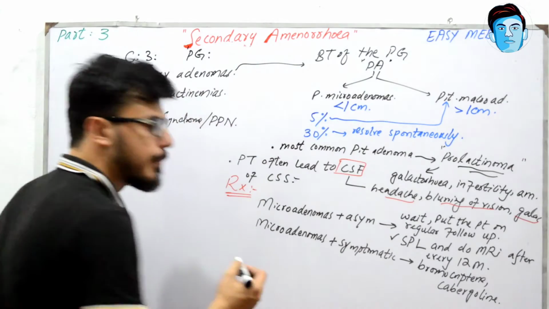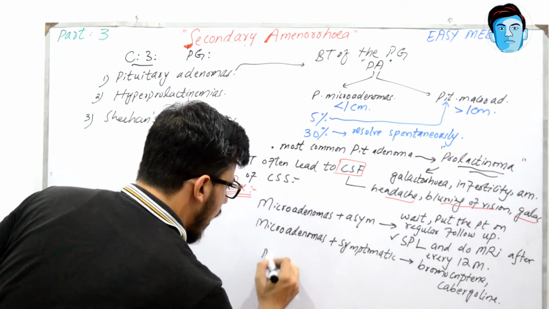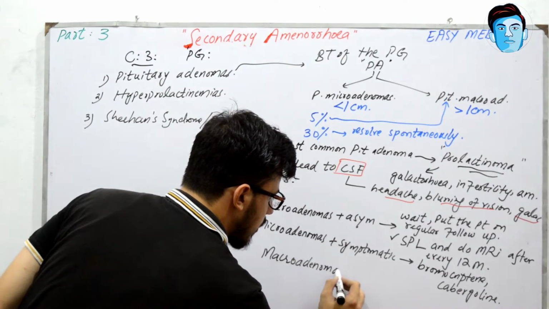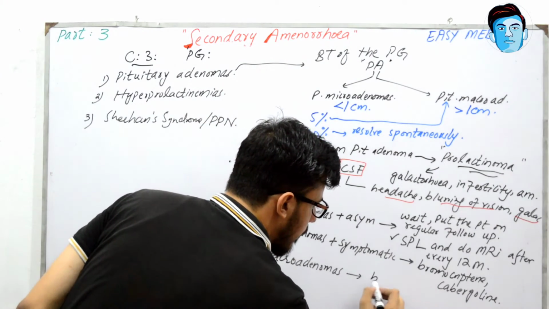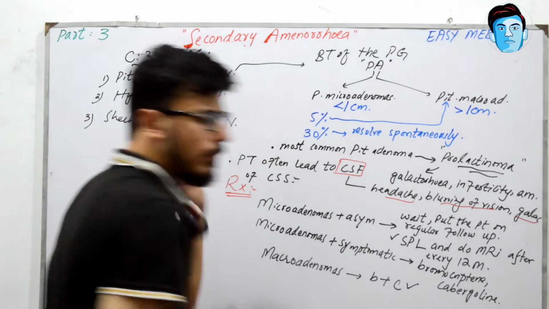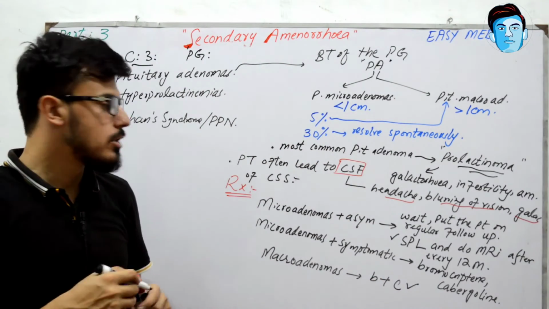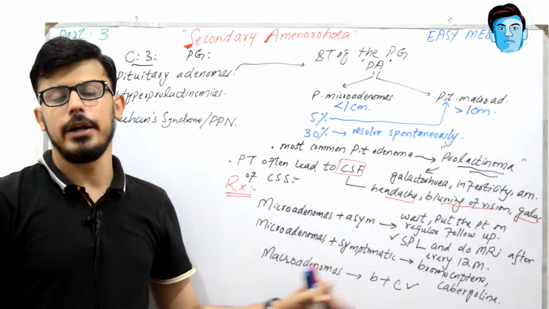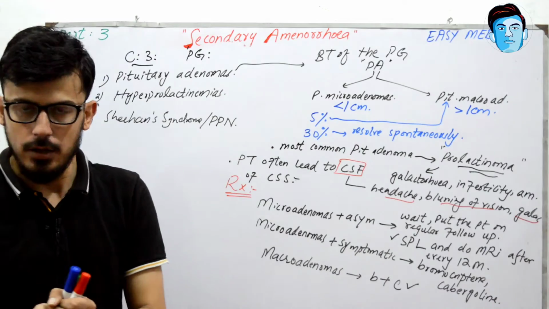If there are pituitary macroadenomas, in that condition you will also provide bromocriptine and cabergoline. And if the patient is not showing response to the medication, then in that condition you can go for surgery.